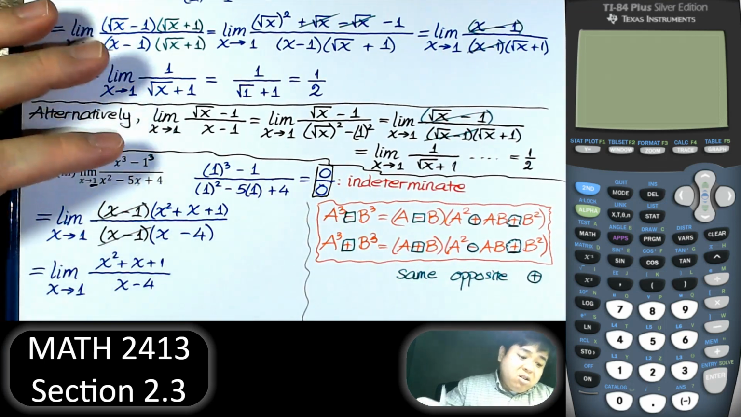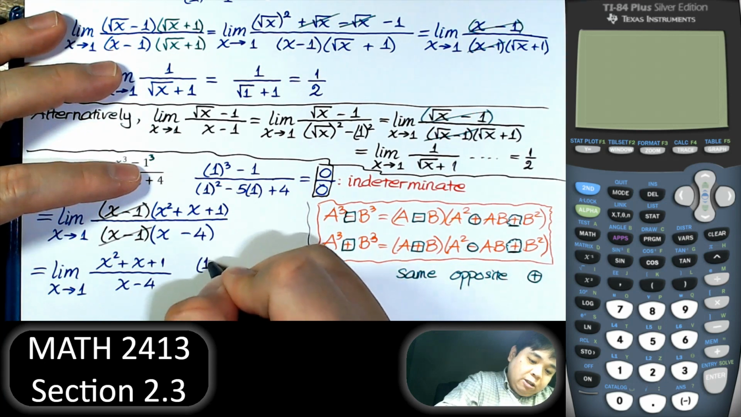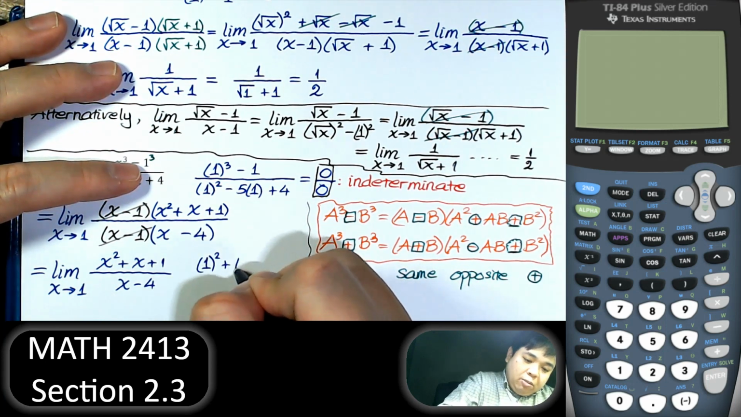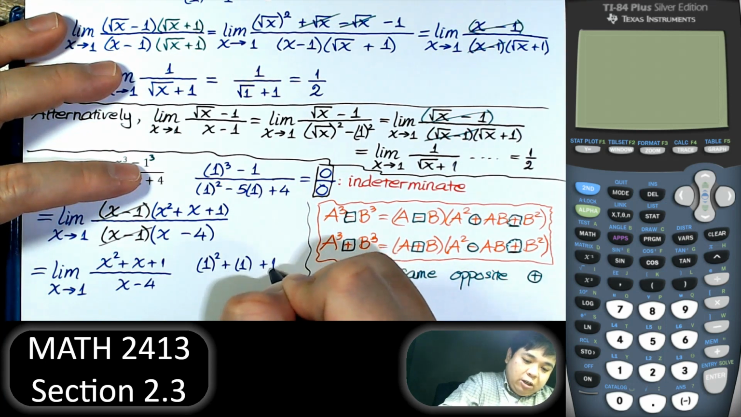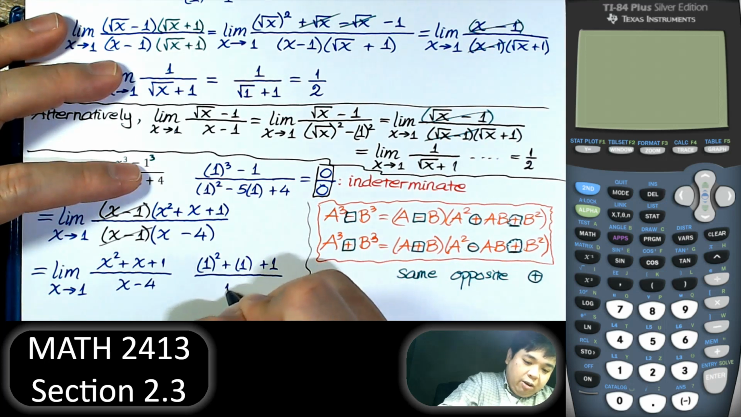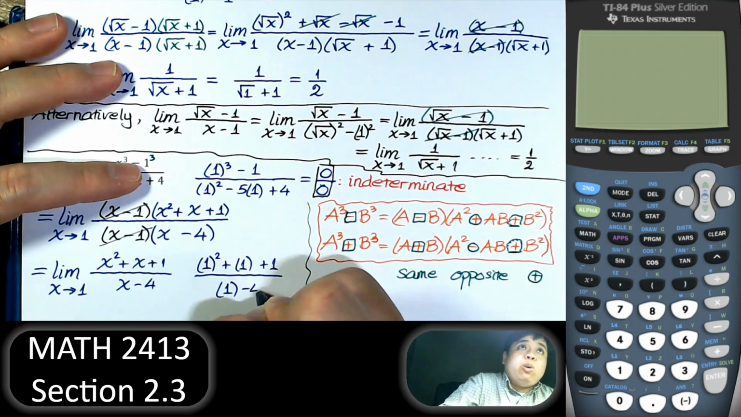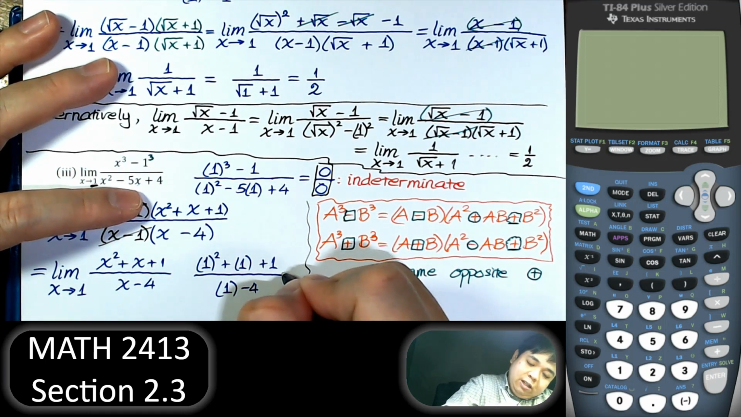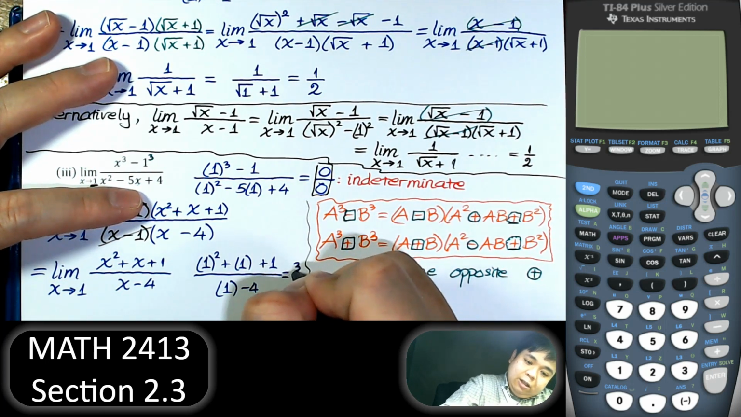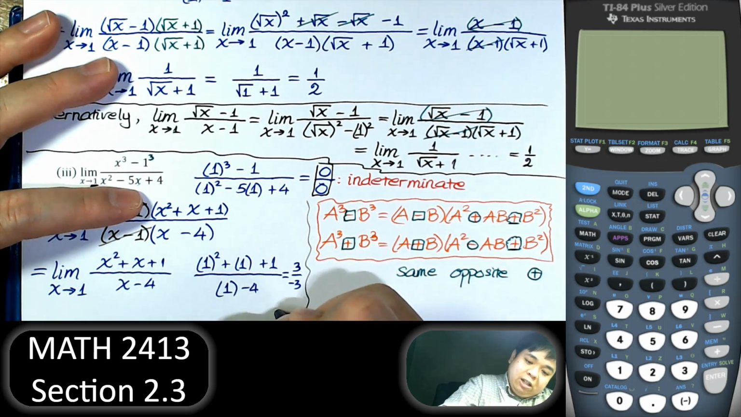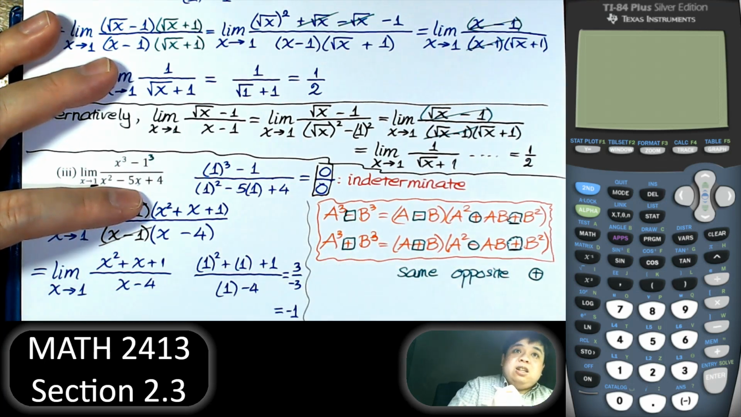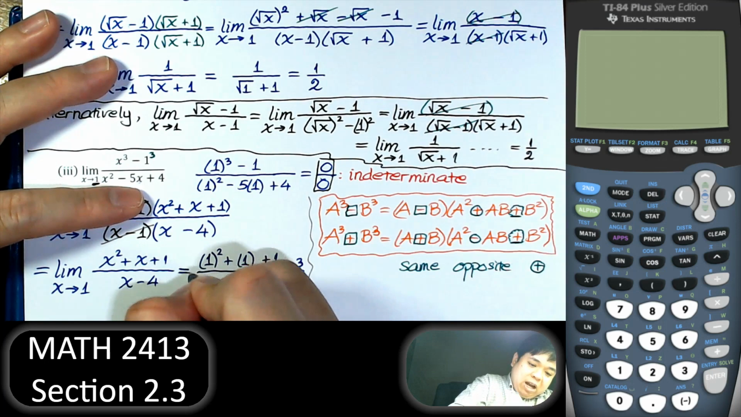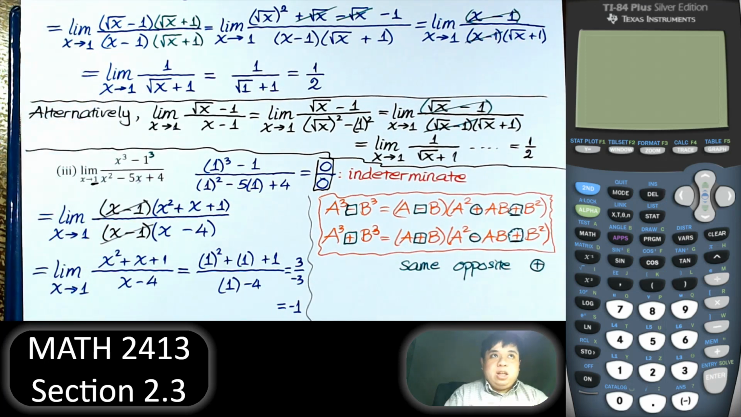Right, put in numbers, see what happens. 1 squared plus 1 plus 1, divided by 1 minus 4. So that is 3 over negative 3, which is equal to negative 1. This is a number that is defined, so we'll make that equal. So the limit is equal to negative 1.